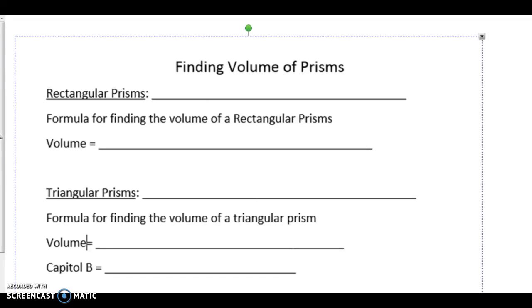Alright, today we're going to be looking at finding the volume of prisms. We have already talked about rectangular prisms. You talked about it in science, and we kind of talked about it with the activity where you were building all those figures and drawing the two-dimensional figures. So we're going to do just a little bit of notes on rectangular prisms, and then we're going to really move into triangular prisms.